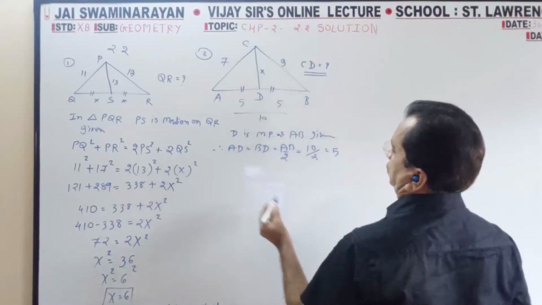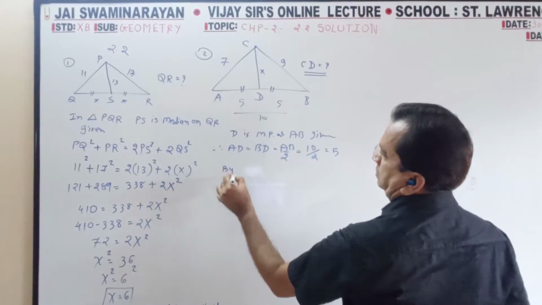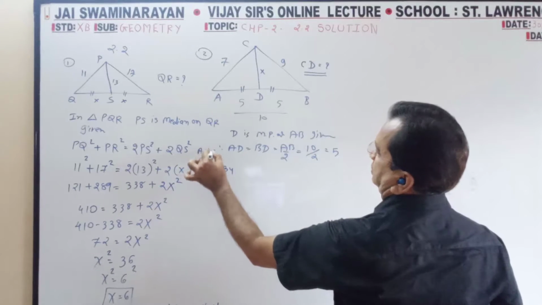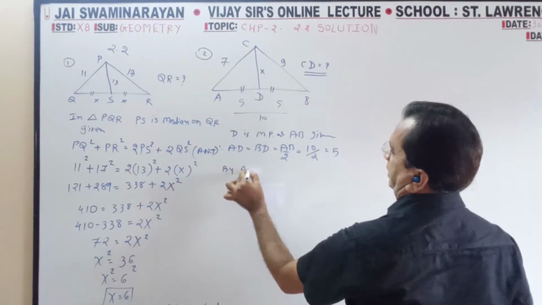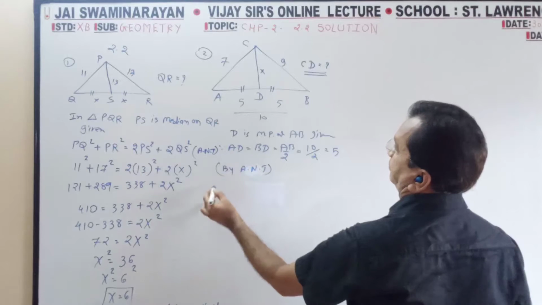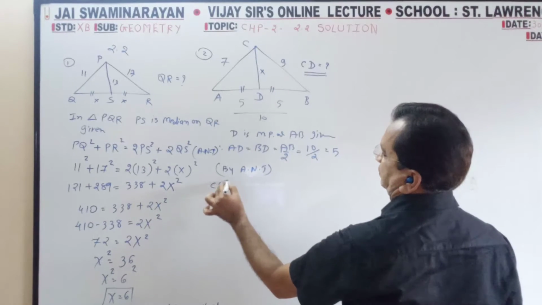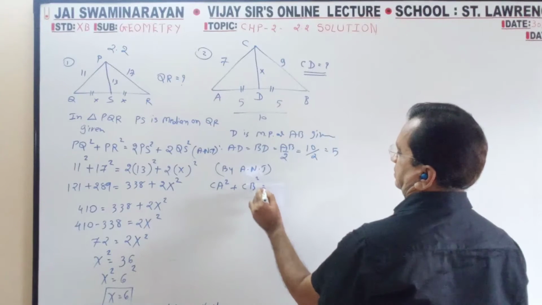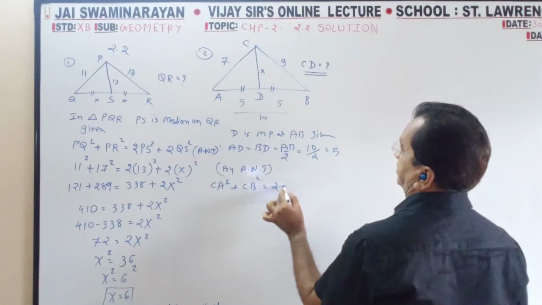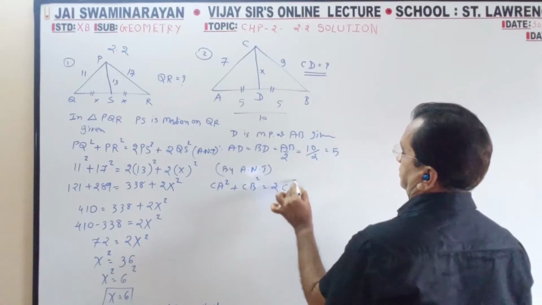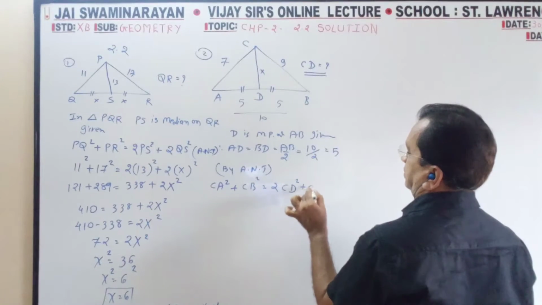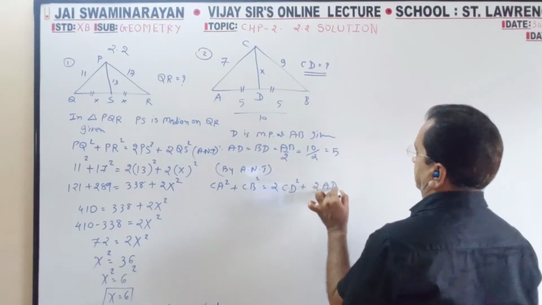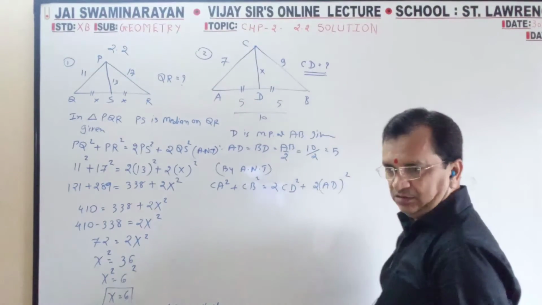Okay. So by Apollonius theorem, CA square, left square plus right square, is 2 times the median square, 2 times AD square. Correct?